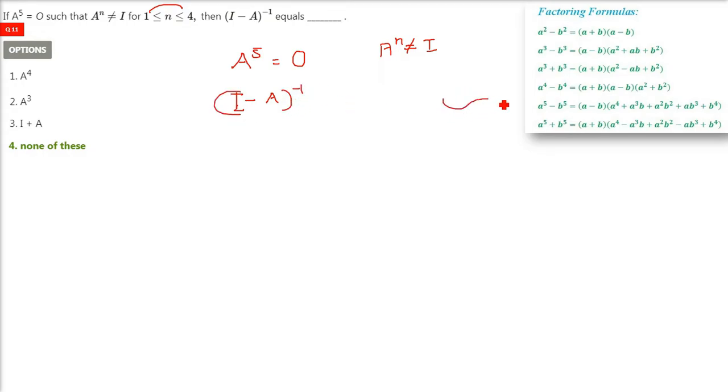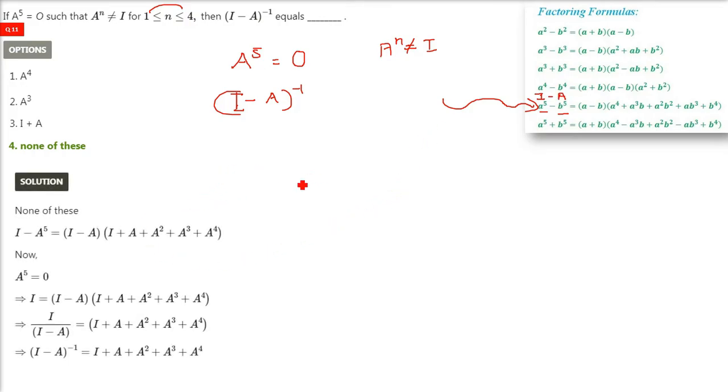Before we go ahead, let me tell you, a raised 5 minus b raised 5 is (a minus b) along with the term where we have a and b combination. So in place of a we are putting I, in place of b we are putting A. Why we are doing this? Because I raised 5 minus A raised 5, we'll use this formula. I square, I cube, I raised 4, I raised to the power n will always be I only, or if you multiply by anything, that thing will come.